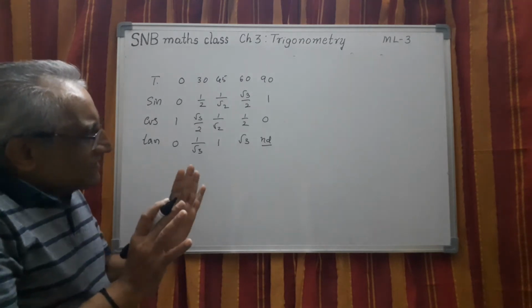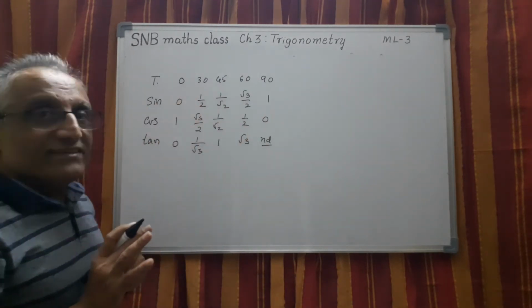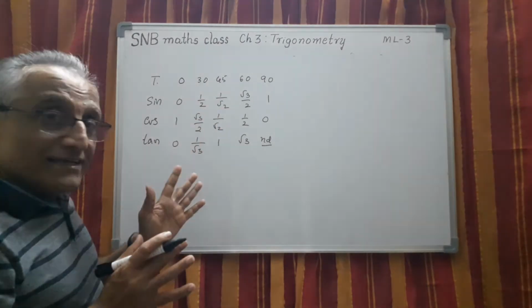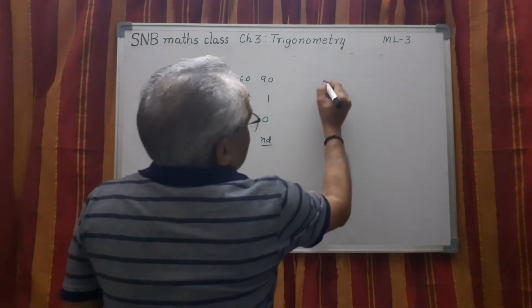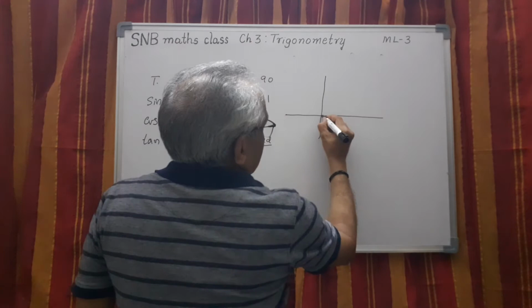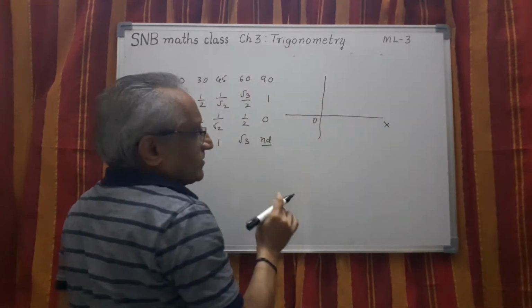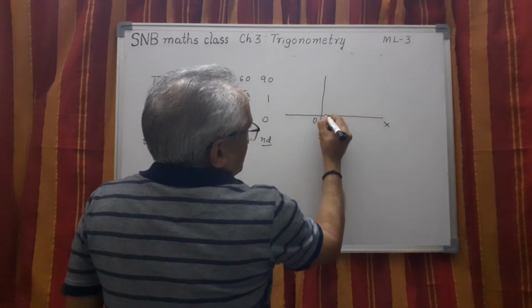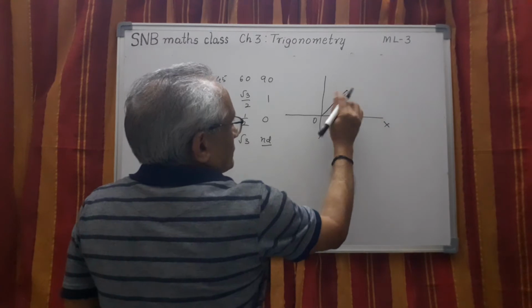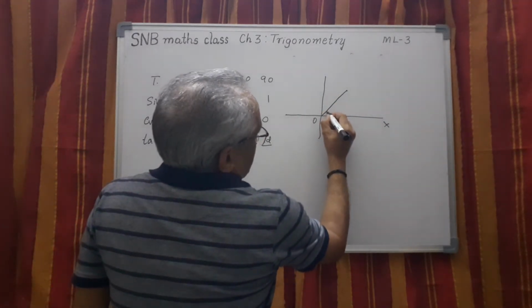Let me show you, just for curiosity, how to show that sine 30 degree is half and sine 45 degree is 1 by root 2. So we can practically do it. This is the method. Let us take, for example, a coordinate system. I will say this is O, and I will be taking only the first quadrant. Say you draw a line segment, any line segment. Let us say it is 1 unit.